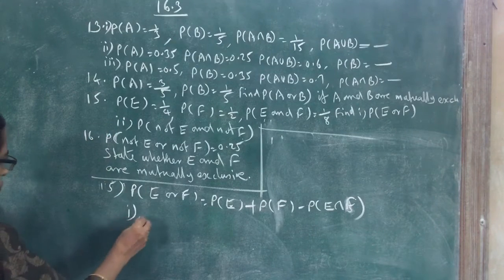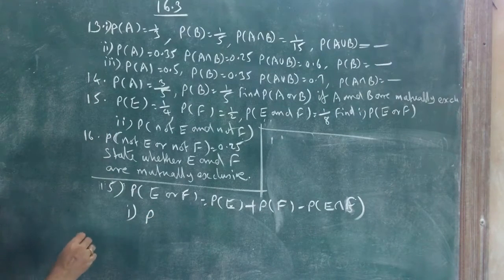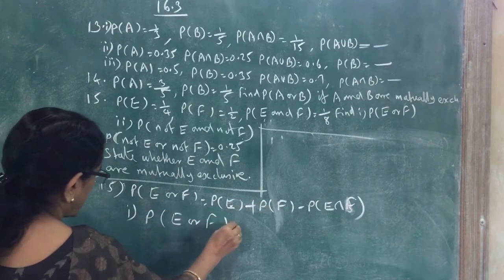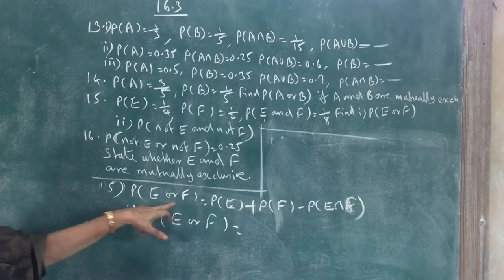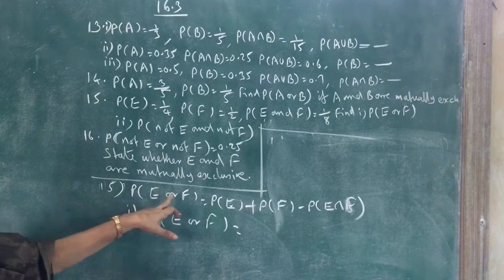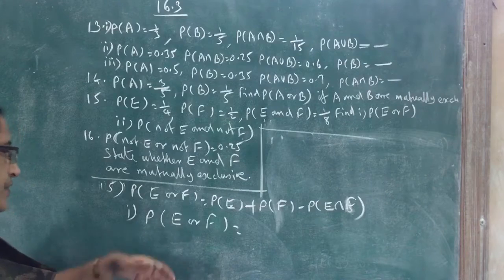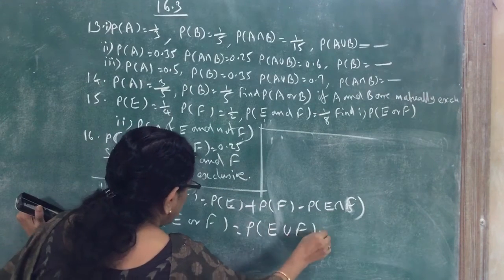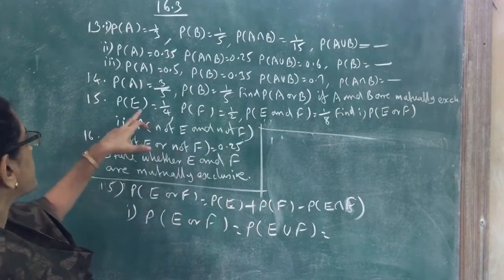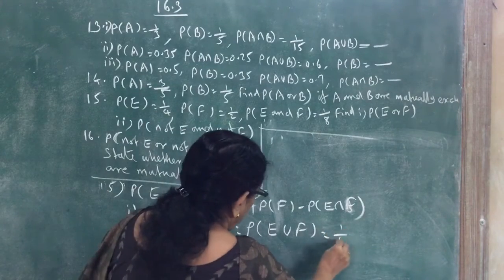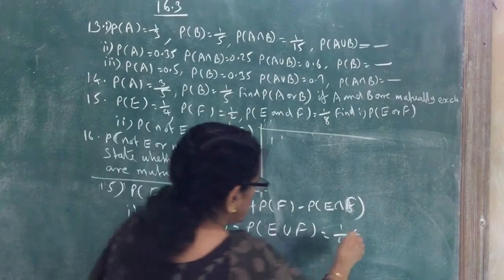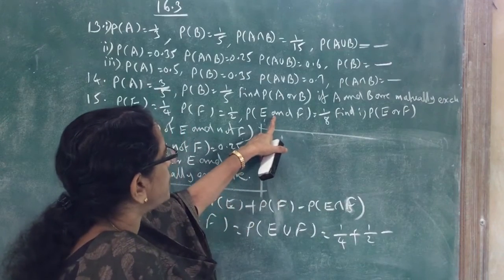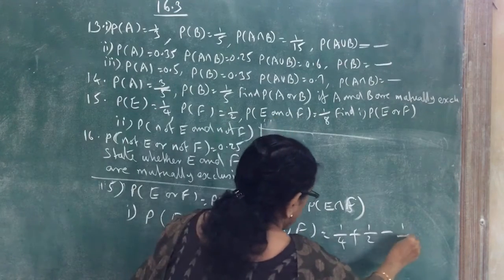First one, we want to find probability of E or F. So probability of E or F is the same as probability of E union F. That is equal to probability of E, 1 by 4, plus probability of F, 1 by 2, minus probability of E intersection F. That is the same as probability of E and F, 1 by 8.